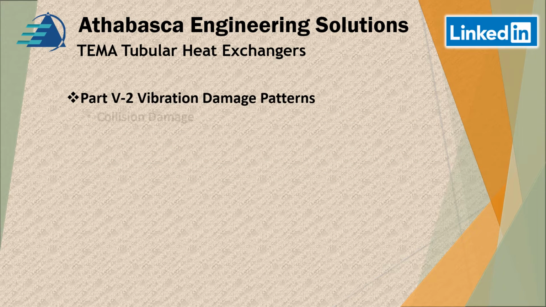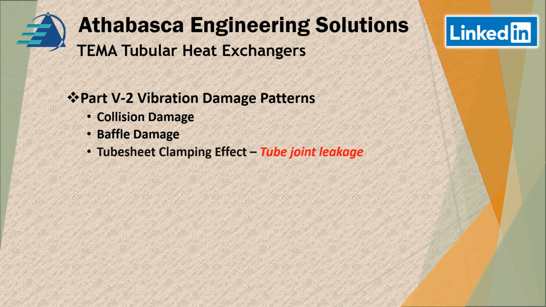Let's talk about vibration patterns. This is a very broad grouping here. The first is the collision type damage, when the tubes impact, for example, against the wall of the shell and tube exchanger or against each other, which is more common. You can get baffle damage from vibration, and you can get tubesheet clamping effect, which can cause tube joint leakage. You can have material defect propagation, and that can result in a bending fatigue type situation.